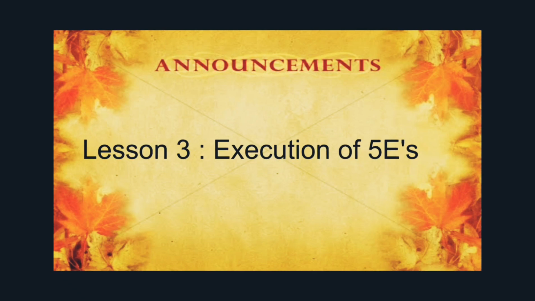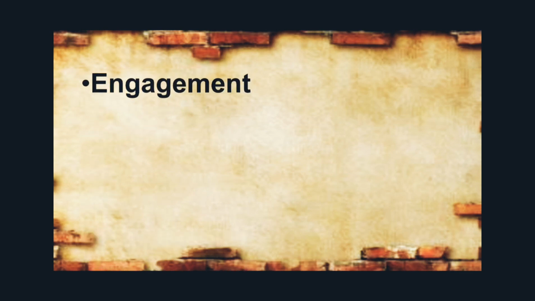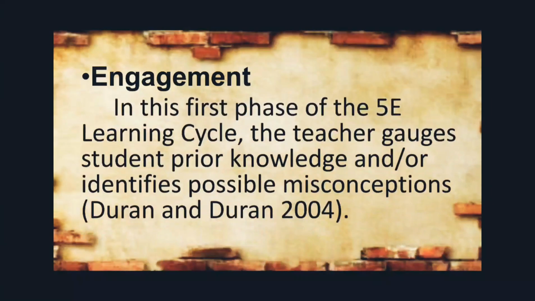Lesson 3. Execution of 5 A's. Engagement. In this first phase of the 5A learning cycle, the teacher gauges student prior knowledge and identifies possible misconceptions. This student-centered phase should create a desire to learn more about forthcoming topics.